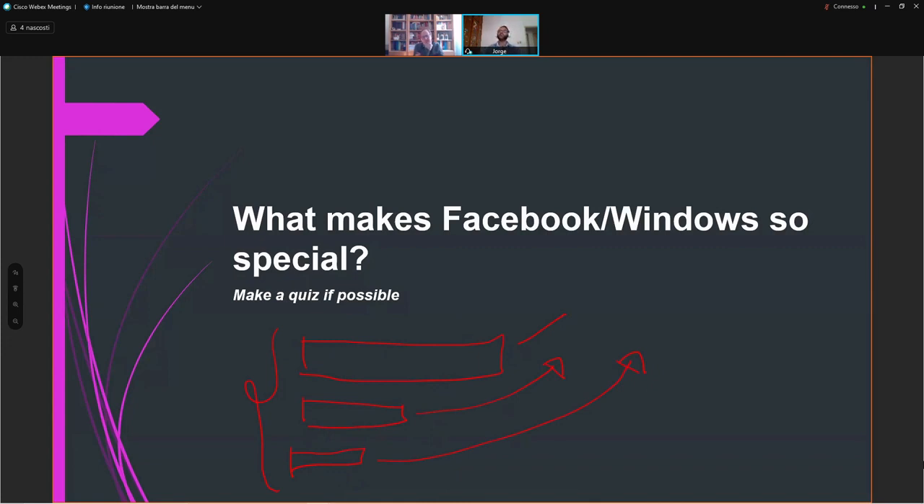I believe that what makes Facebook and Windows so special is the idea behind them. And of course, after they launch the idea, you have the code, which is like intellectual property. You cannot use it. I mean, it's protected. That's the reason it's protected: if you do not protect it, people can copy it very easily.